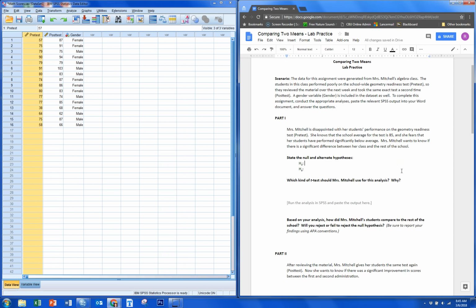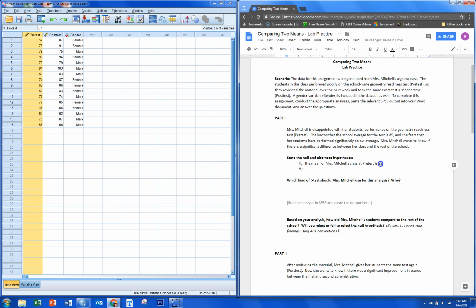So you can write hypotheses using formal scientific or mathematical notation. As we begin the process, I'm going to write it in plain language. It might help you conceptually to understand what we're trying to do. So the null hypothesis is that the mean of Mrs. Mitchell's class at pretest is 85.